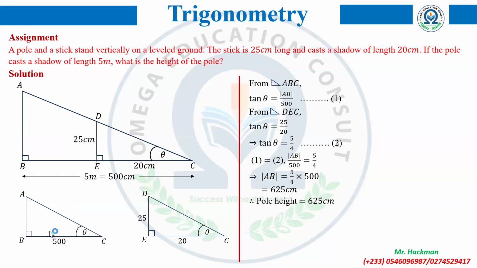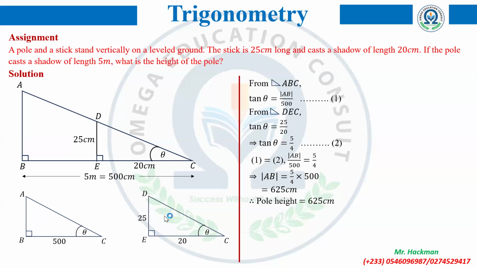In the bigger triangle ABC, we realize it is opposite and adjacent, which means we have to go for the trig ratio tan. Remember, tan involves the opposite and adjacent. So tan of my theta angle here should be equal to the opposite, which is the length of AB, over 500. I label this as equation 1.